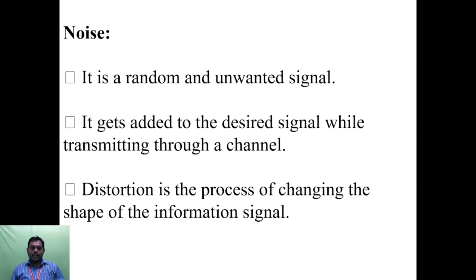Noise is a random or unwanted signal. It gets added to the desired signal while transmitting through a channel. Distortion is the process of changing the shape of the information signal, original signal or message signal. So noise is also called distortion, which is interference with the message signal, so the shape of the message signal can be changed by the noise.